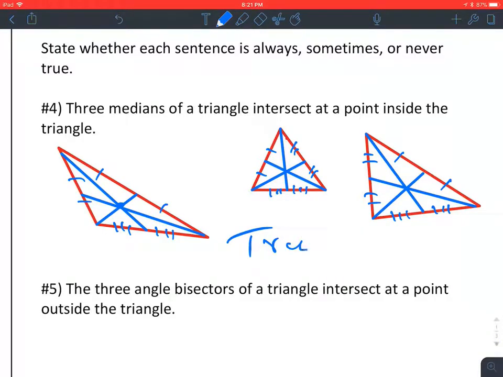So you don't have to do all that work. You just got to write true. Actually, true is not a choice. You got to write always.